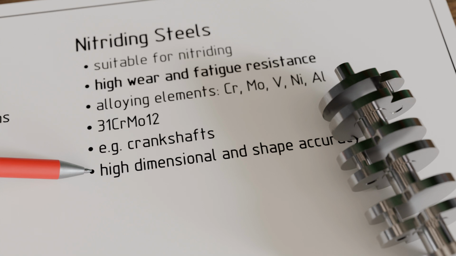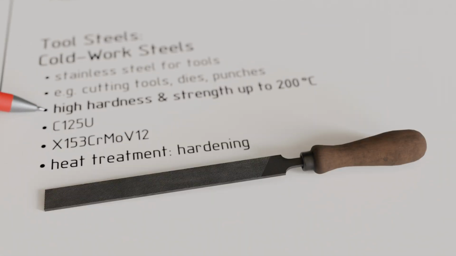The steels presented so far are primarily used to manufacture components for general applications. However, producing these components requires tools, which themselves are made from steel. These so-called tool steels must withstand extreme forces in some cases. Think of the cutting edge of a file, the punch of a stamping machine, or the blades of a die.